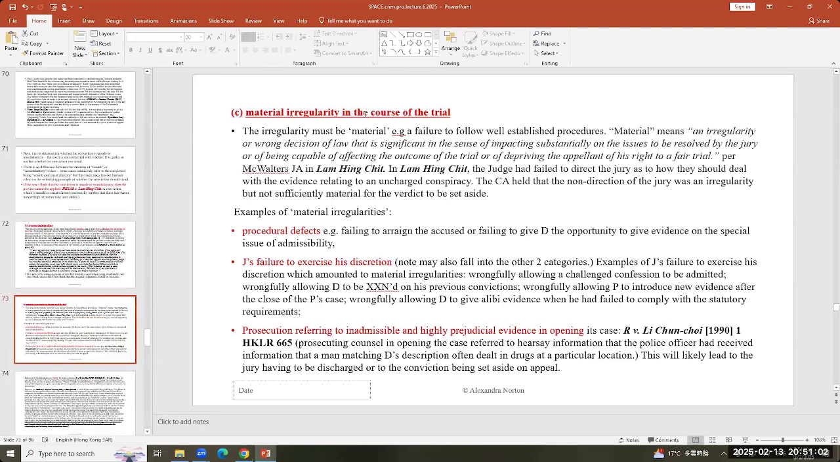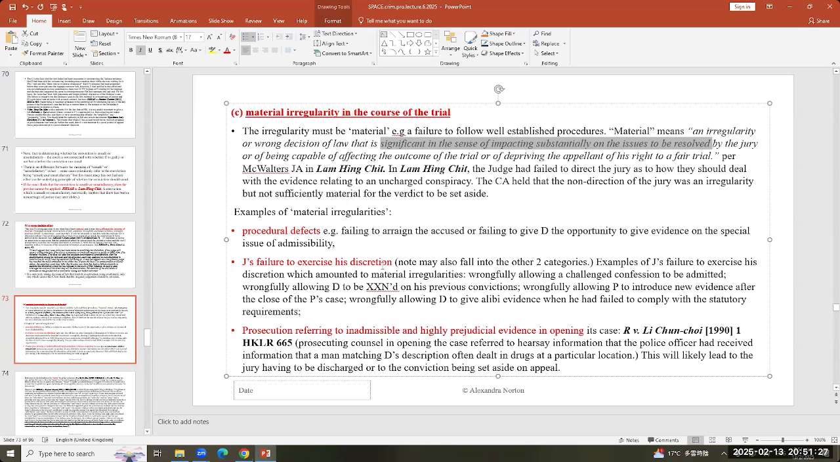Material irregularity in the course of the trial, significant as it substantially impacts the issues to be resolved or is capable of affecting the outcome of the trial or depriving the appellant of his right to a fair trial. So things like wrongfully exercising discretion, but that can also be a wrong error of law.